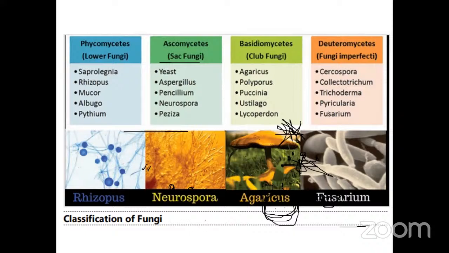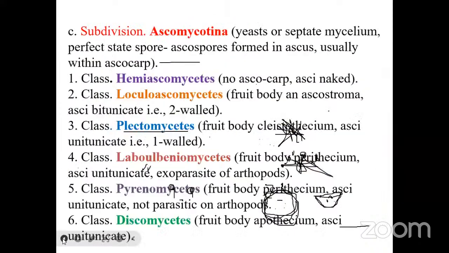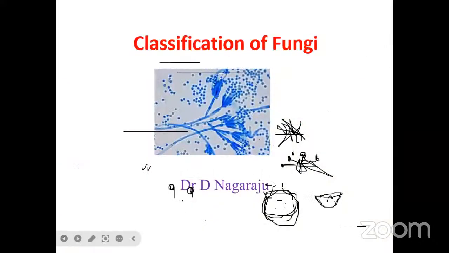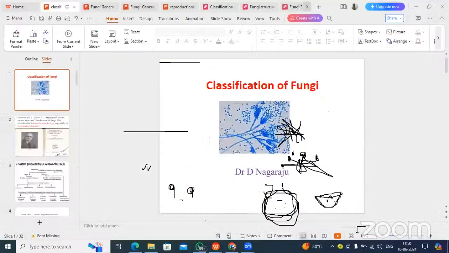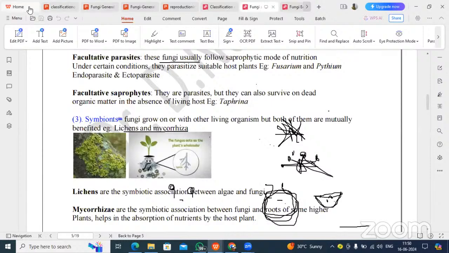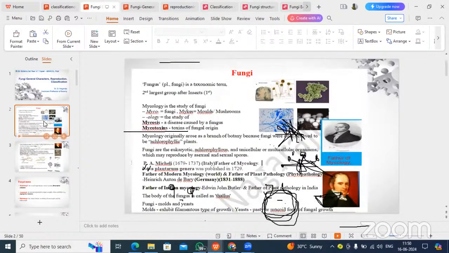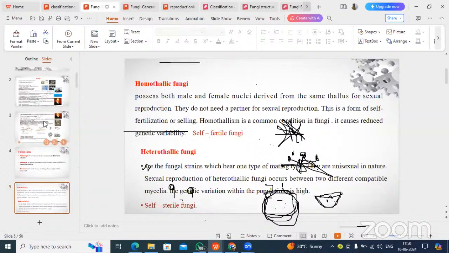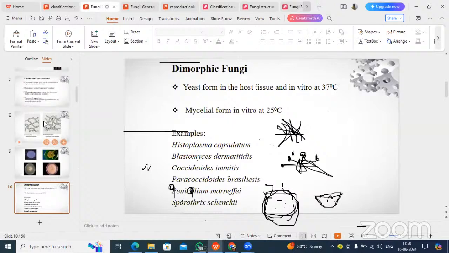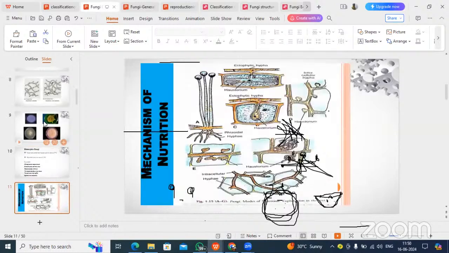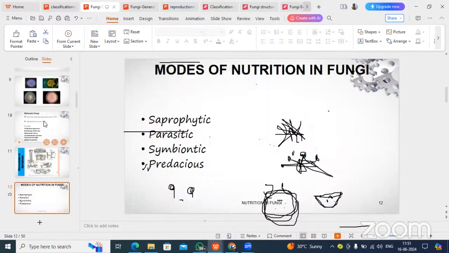Okay, till now, what we have studied: structure, thallus organization, special types of thallus based upon the structures, homothallic and heterothallic, nutrition, classification of fungi, and reproduction in fungi.